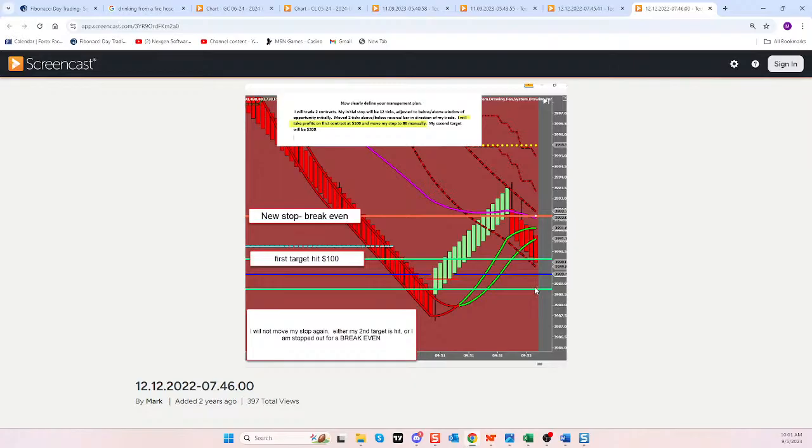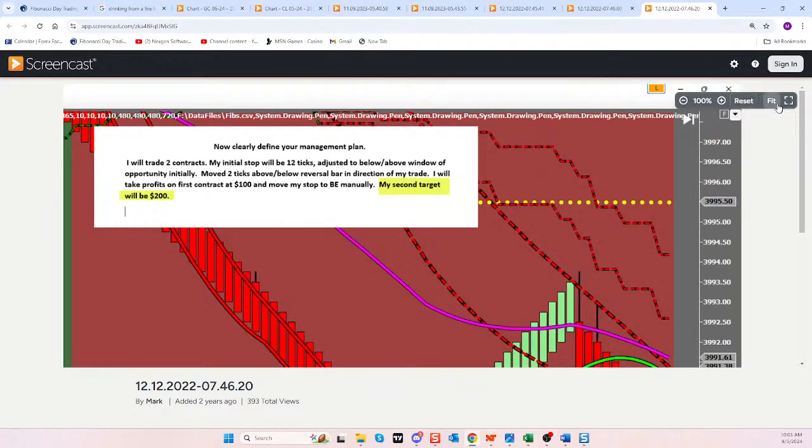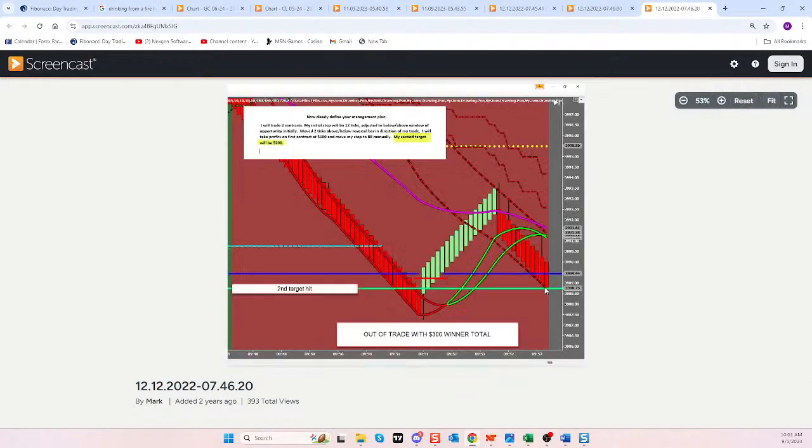Your second target is only $200 from your entry, right? Your second target is $200 from the place where you got in. And if it hits your second target, you're going to exit. And you're going to say to yourself, guess what? I'm done. That's all. You just traded 1,000 lots. That's probably Jen. Stop manipulating the market. Remember when I talked about the big crowd? Jen is the big crowd.